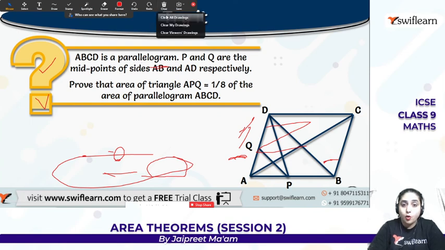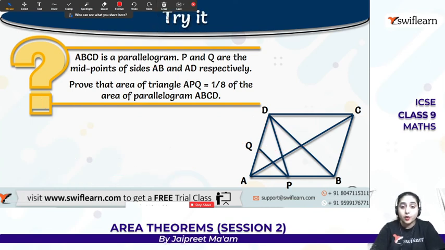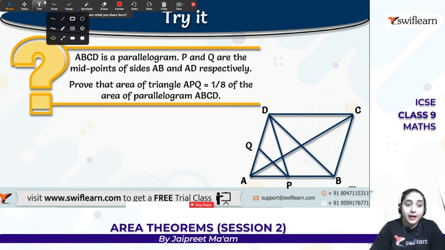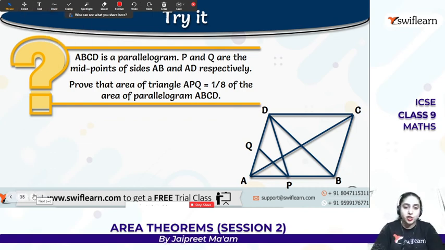Now this is your home task. You have to do it at home and write your answer in the comment box, or we will do it in our next session.